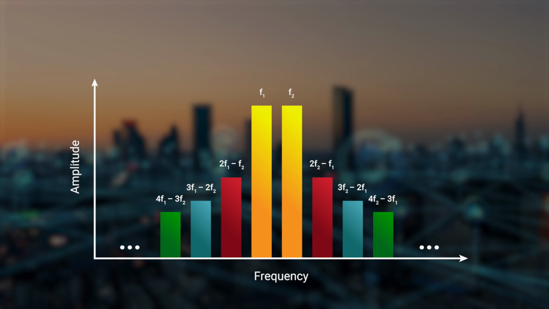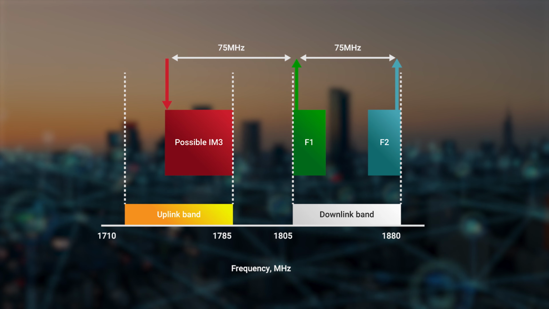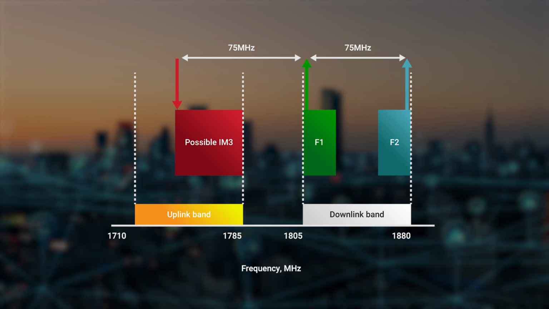In our connected age, addressing PIM is vital. Passive intermodulation distortion can be thought of as an interaction between two or more simultaneous signals at different frequencies, interacting in a nonlinear environment.